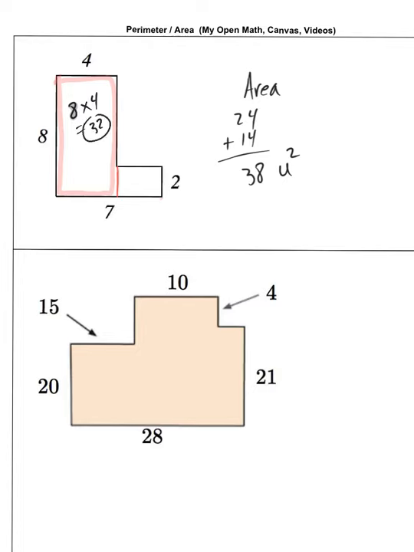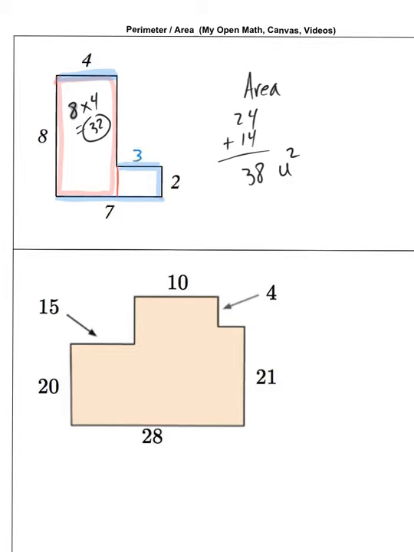And then this piece right here, we know that this length is 2, but we have to find this length right here. So that way, we know that this whole piece is 7 all the way across. We know this piece is 4. So this 4 right here and this piece here have to add up to 7. So we know that this piece here has to be a 3.